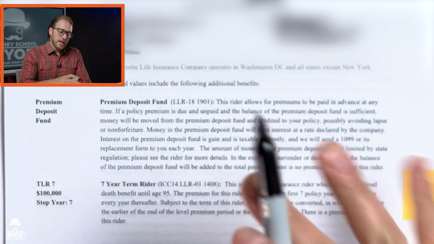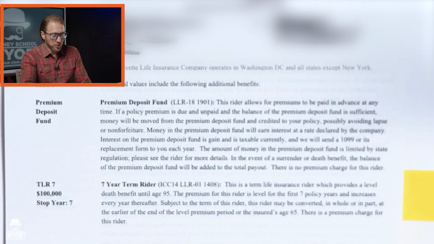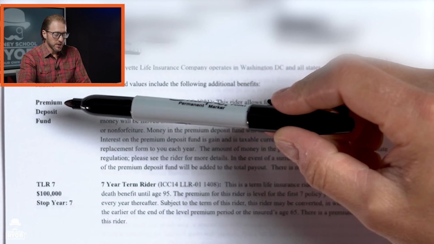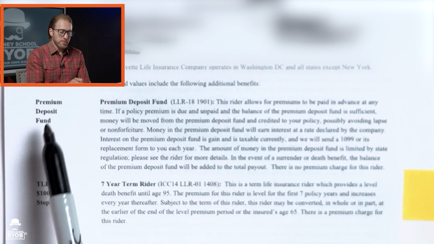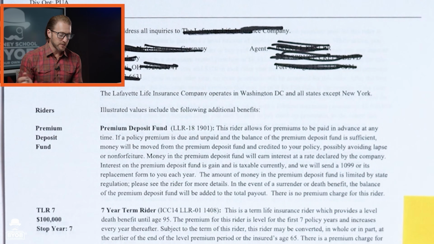Okay, on this page, it's going to give you the address for the insurance company. I blacked it out on this one. It's then going to talk about the additional riders. We didn't use this, but there's what's called a premium deposit fund. The premium deposit fund would allow you to take a chunk of money, deposit it with the insurance carrier, and then the insurance carrier would use that deposited money to make your premium deposits. It's just an option that some people might benefit from.